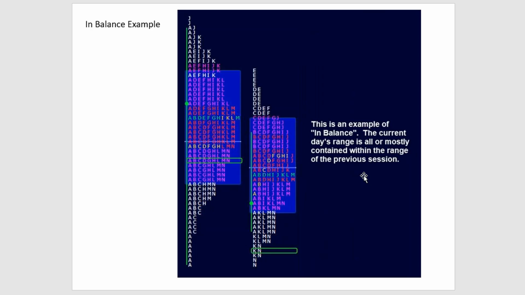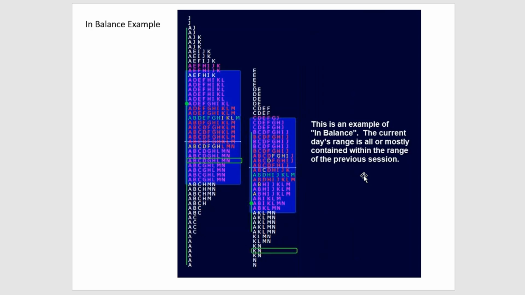So in this example, we have balance. This day's range is entirely within the previous day's range. Value is overlapping to lower, but we're still going to take the 2-day balance. Now, we have some balanced trading rules. And these are not absolute rules, they're guidelines.